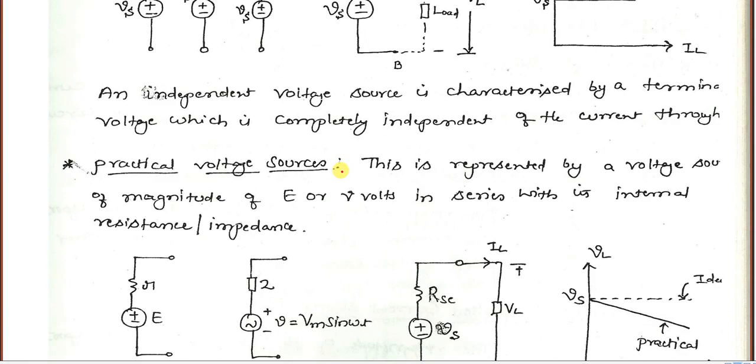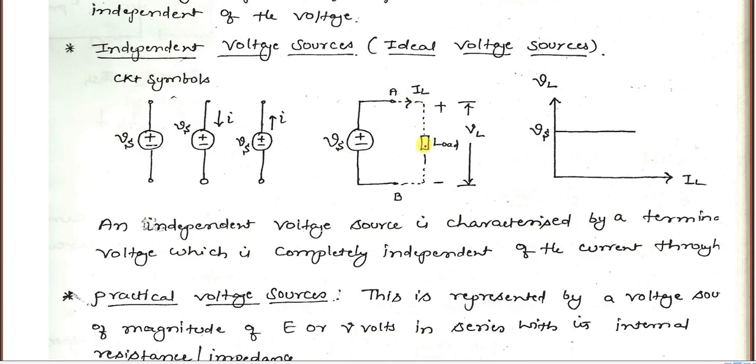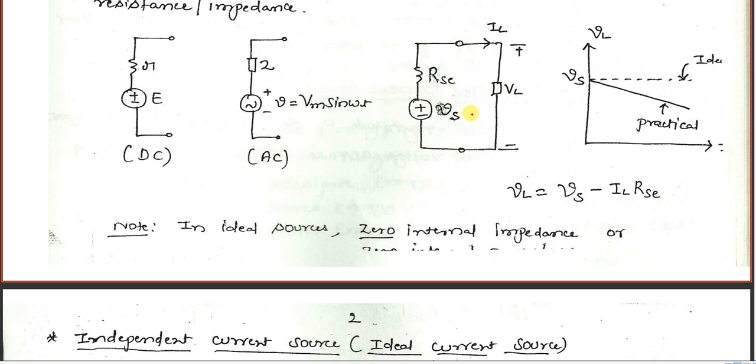Now, if I connect RL, same as here, and measure the voltage, this supply voltage E is not equal to VL, because some drop will appear across this series internal resistance. Some voltage will be absorbed by this resistance. So VL is not exactly equal to E, there will be a little bit less here.